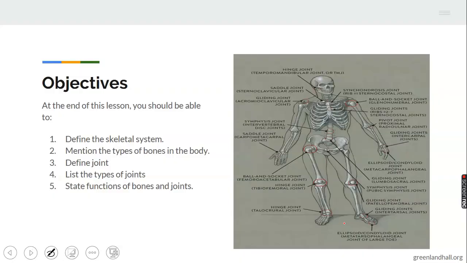Now, at the end of this lesson, you should be able to define the skeletal system, mention the types of bones in the body, define joints, list the types of joints that we have, and state functions of bones and joints.